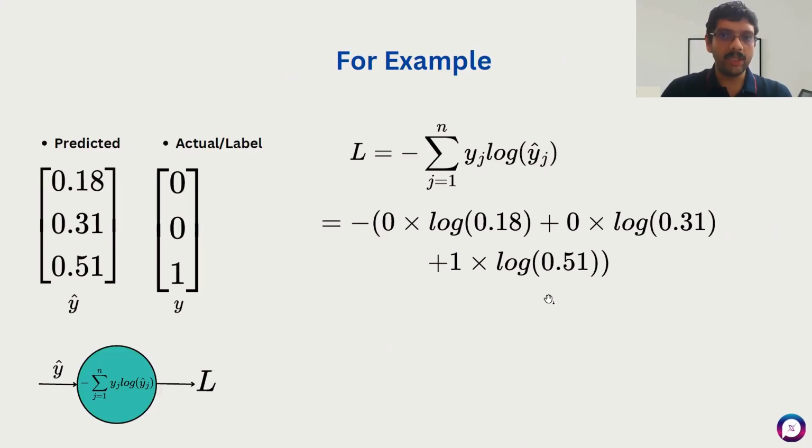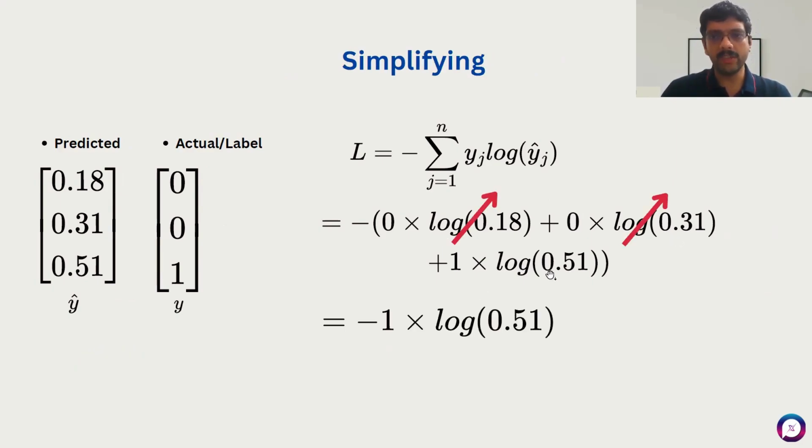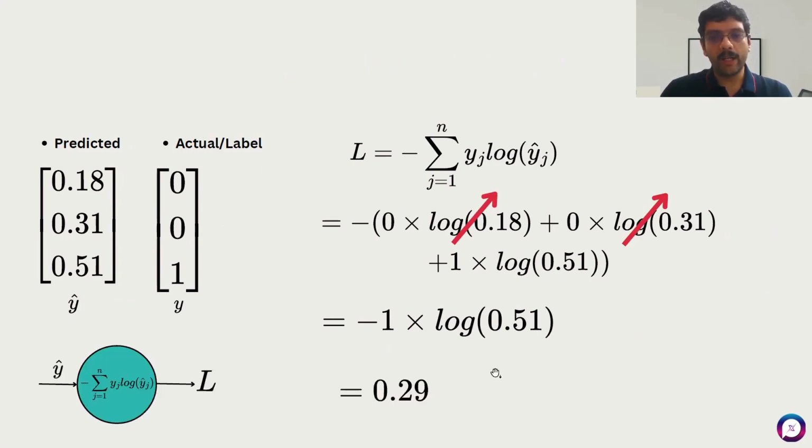So let's do an example. Let's take this data point. Well, what you'll have here now is 0 times log 0.18 plus 0 times log 0.31 plus 1 times log 0.51. So 0 times something is 0, 0 times something is 0. You're left with this term. Log 0.51 is minus 0.29. But now you also have a minus 1 pre-multiplied by it. And so the answer becomes 0.29, which is your loss for this predicted and actual label. And that's it. We've got the cross entropy loss.